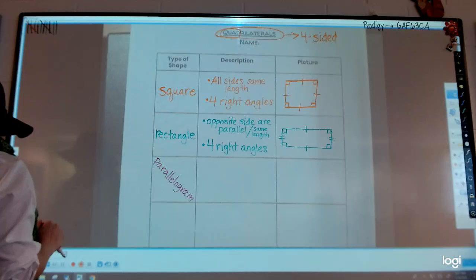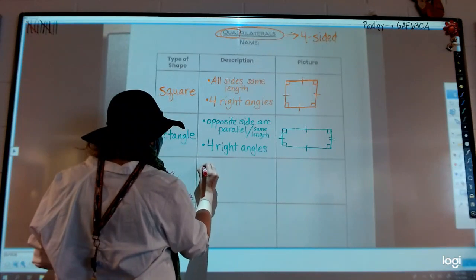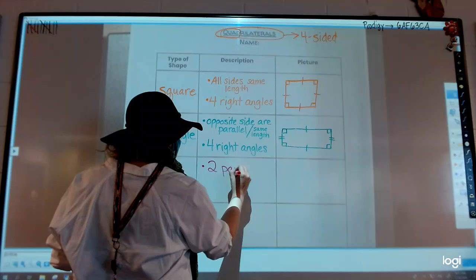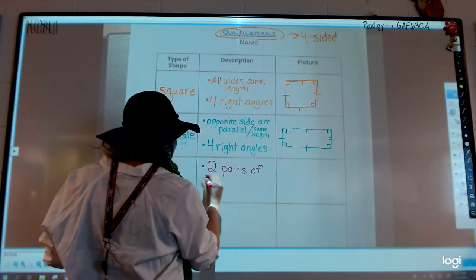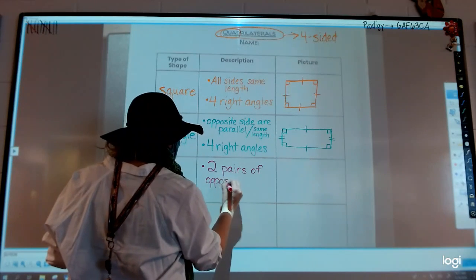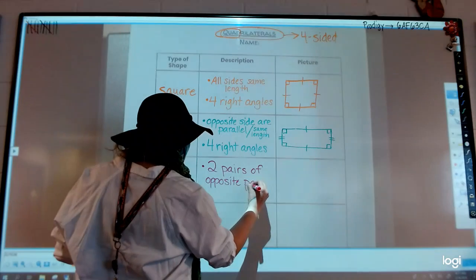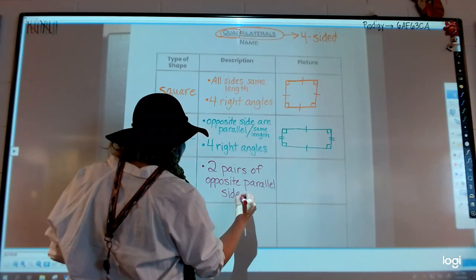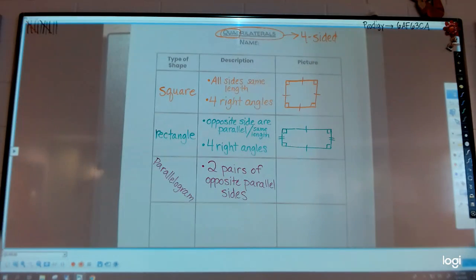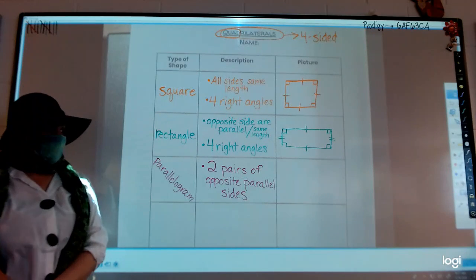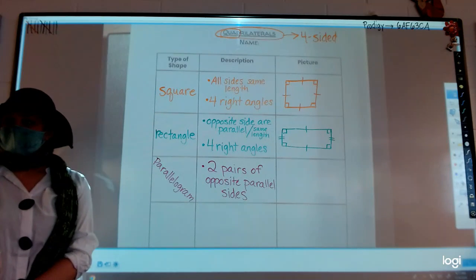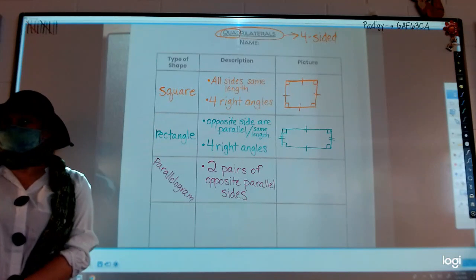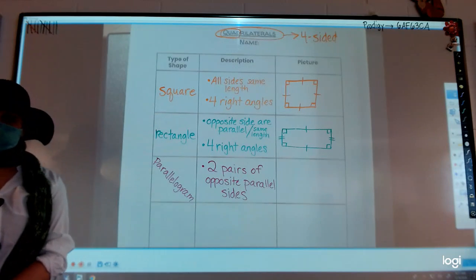2 pairs of opposite parallel sides. That's it. 2 pairs of opposite parallel sides. So give you a minute to write that, and then we'll draw it, and you'll see what that means. Two pairs of opposite parallel sides. Did it say anything about angles? No. So I don't have to have a right angle.